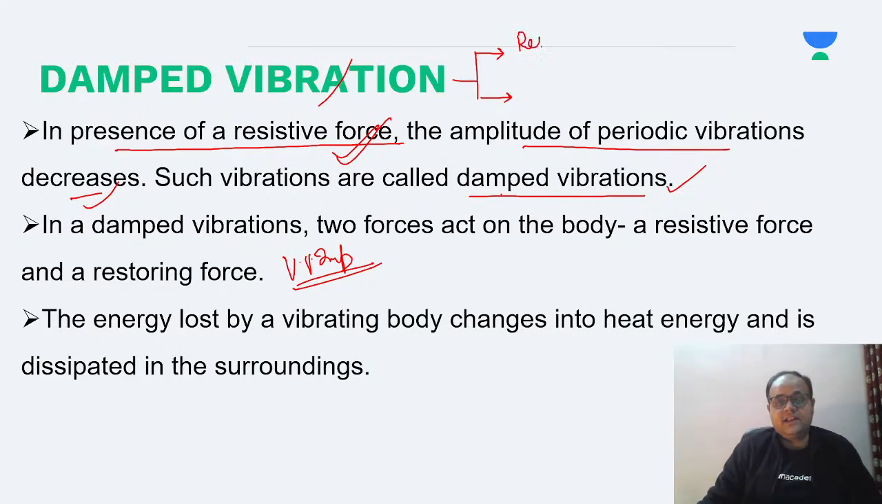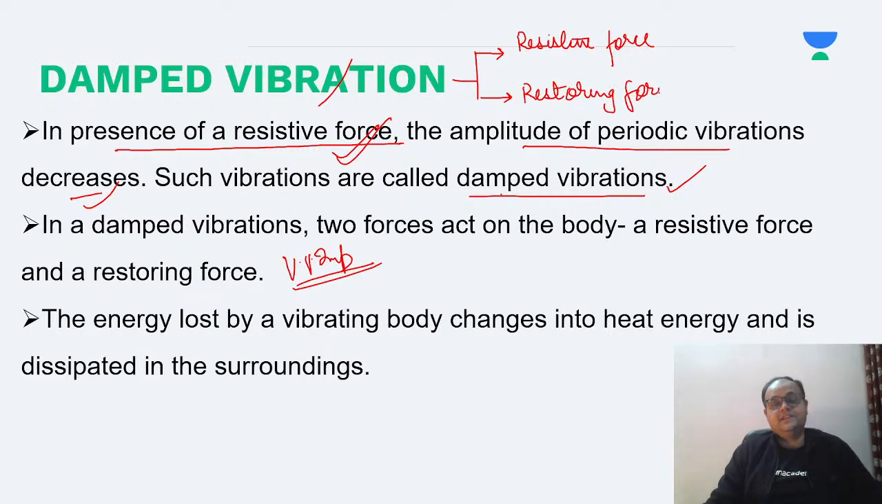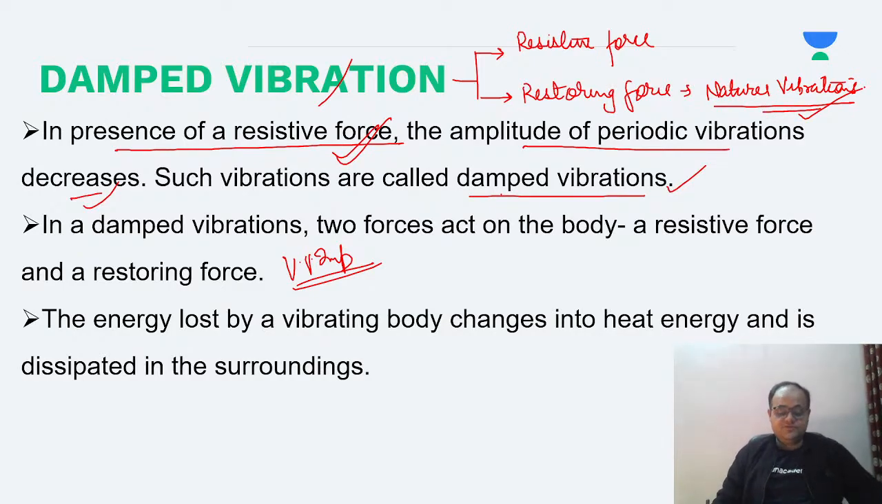The first is the resistive force. And where does this come from? More often than not, it comes from the medium in which the body is vibrating. And what is the second force? The second force is the restoring force. This force was present in natural vibrations as well, so don't get confused with this. This force was very much there in natural vibrations as well, right?